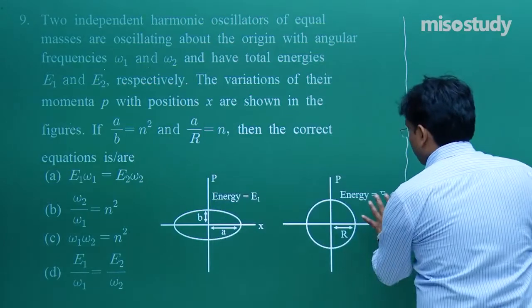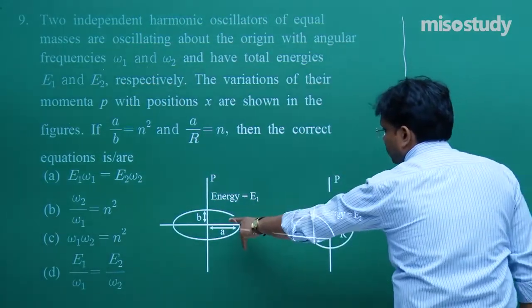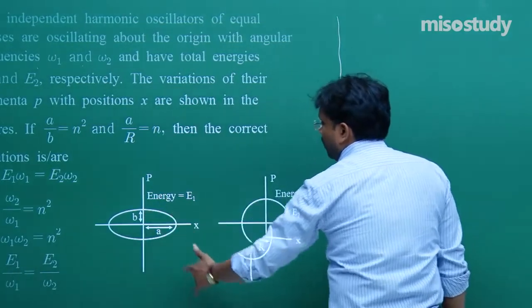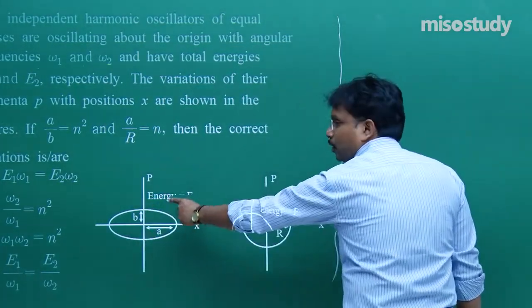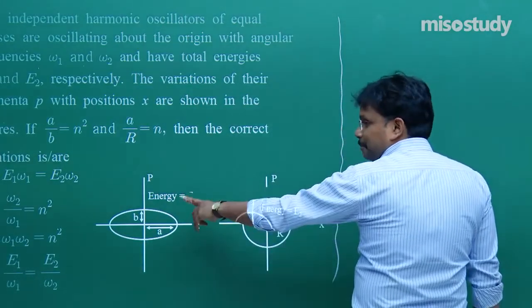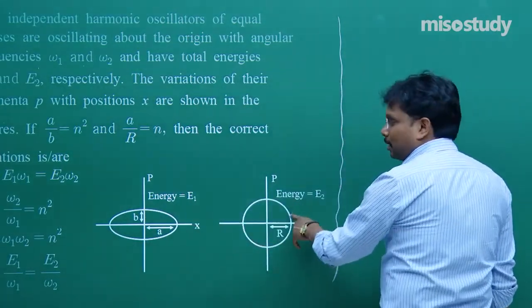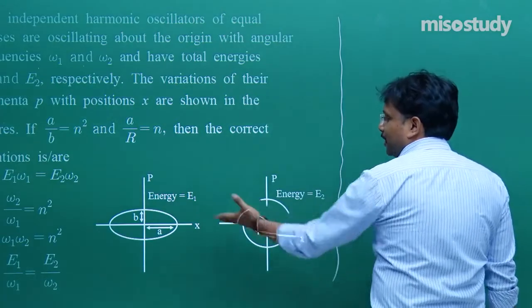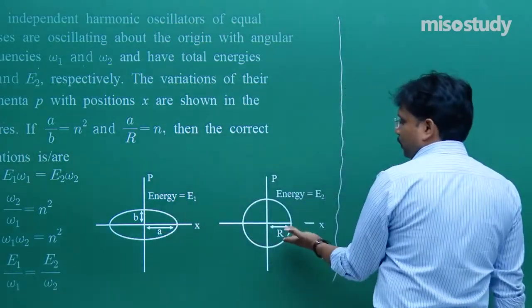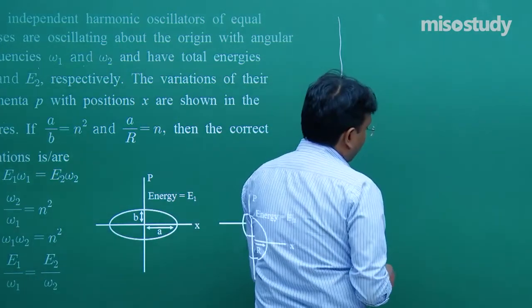For the time being, I am going to hide all these things. This is the energy E1, this is the energy E2, this is radius R, this is AB. Now the shape is visible: an elliptical one, and this is circular. It is a specific case of this situation when the major axis and minor axis are equal to each other.